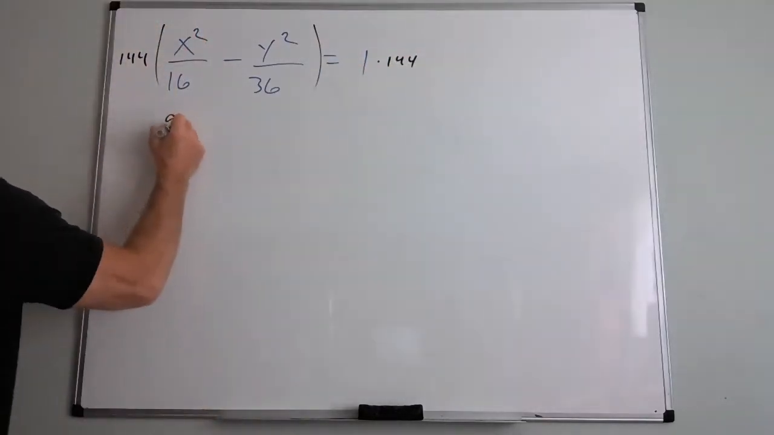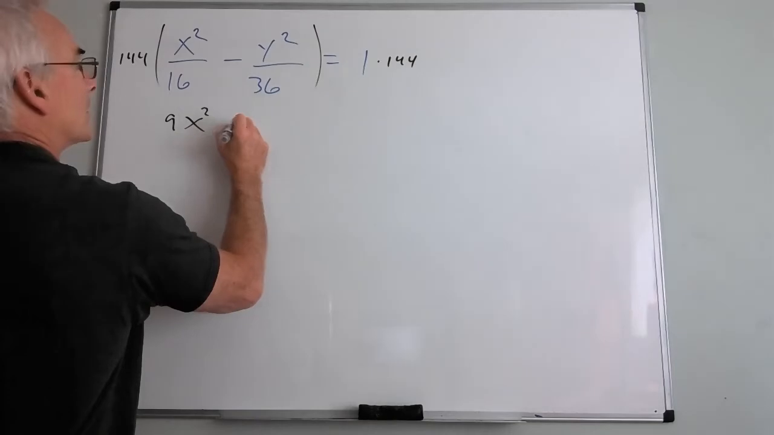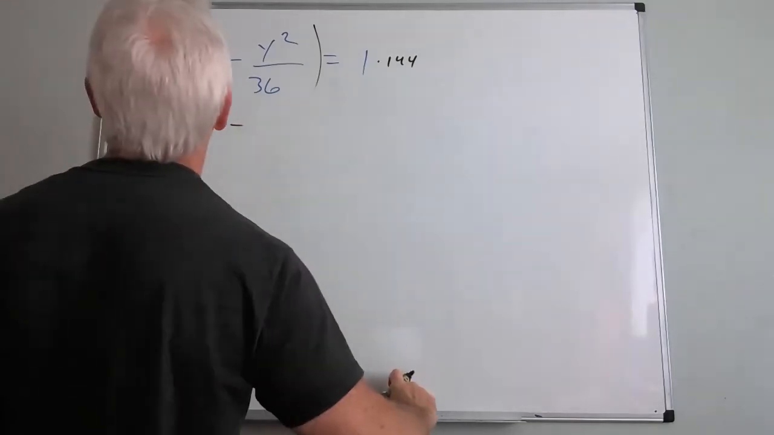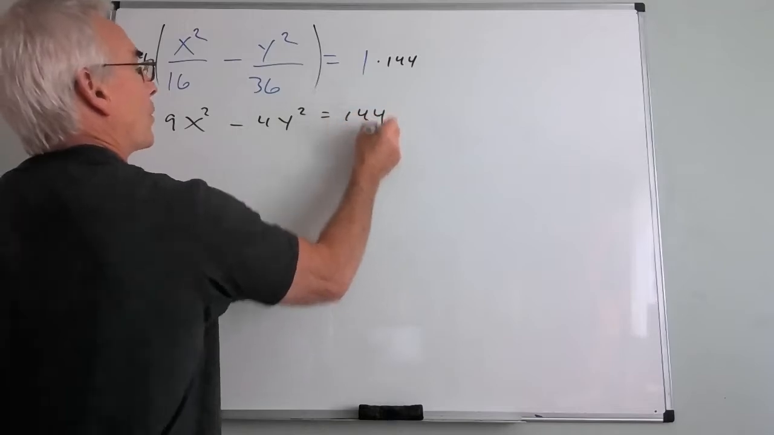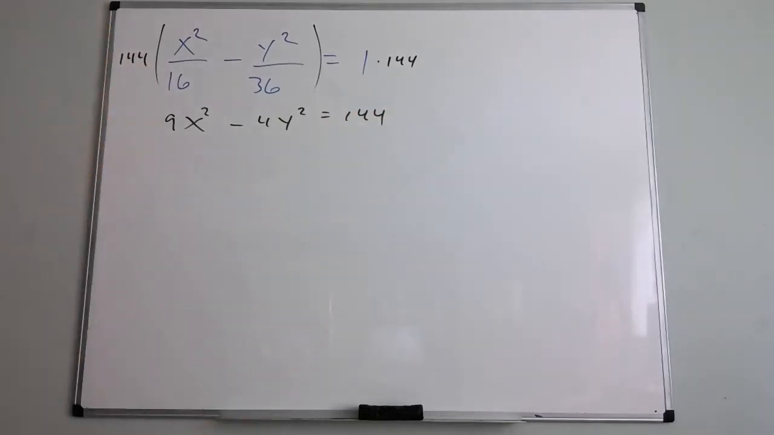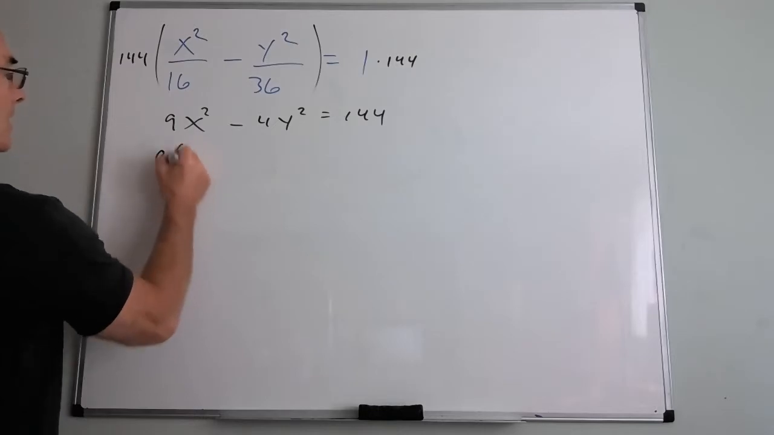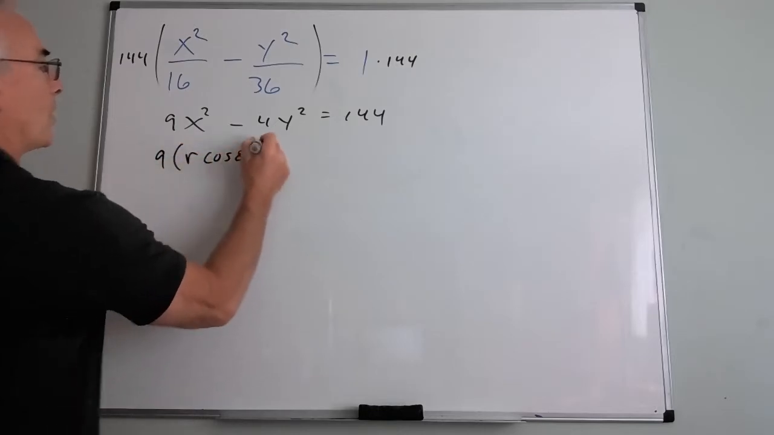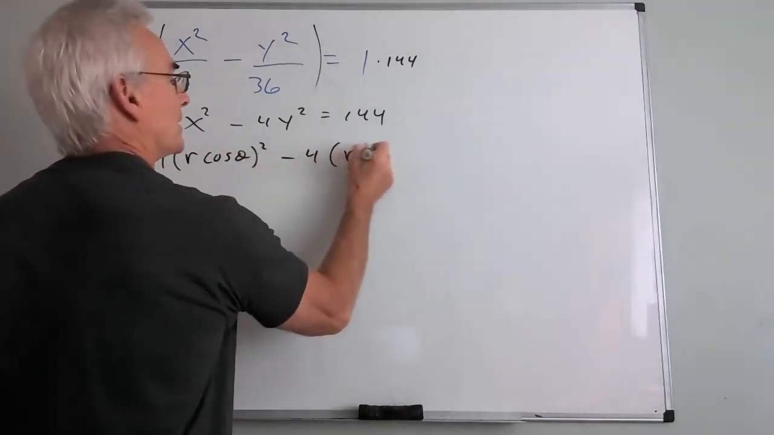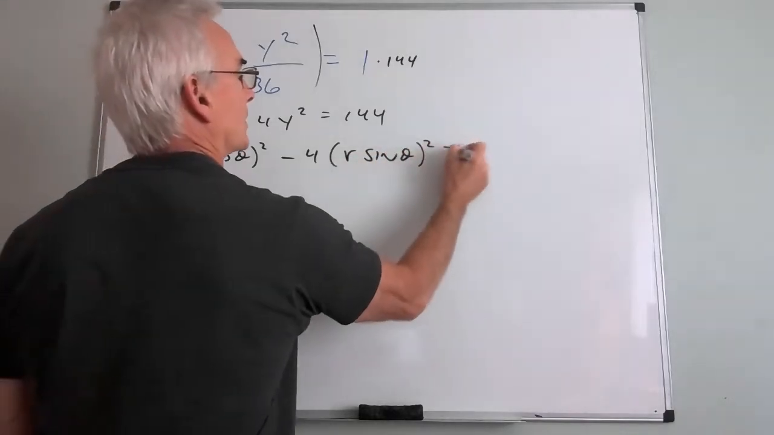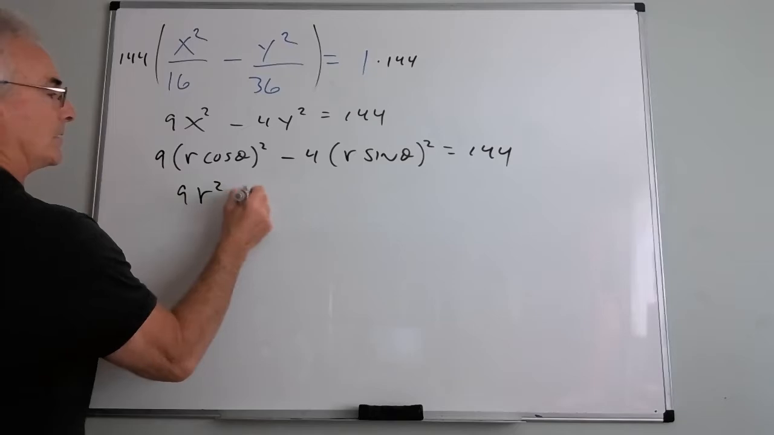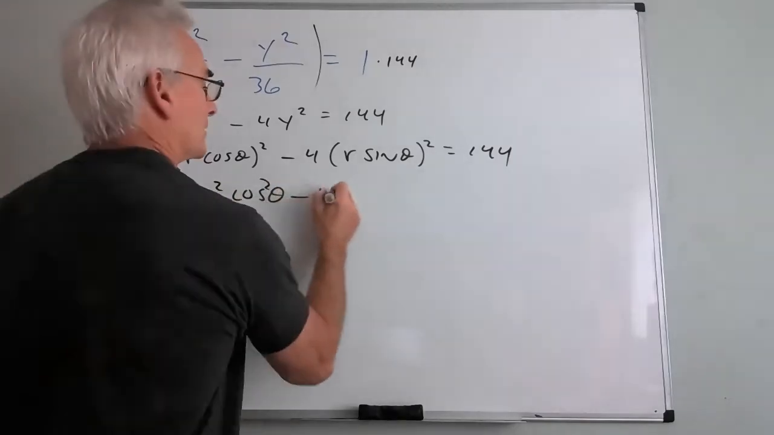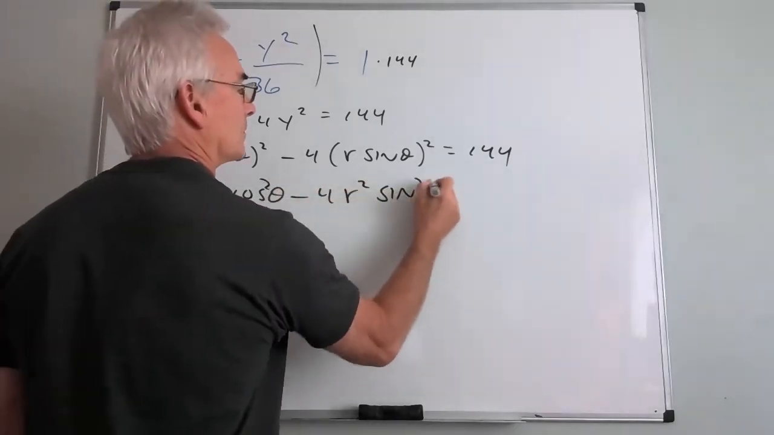All right, so this would be 9x² minus 4y² equals 144. Now, if I substitute r cos θ and r sin θ, this becomes 9(r cos θ)² minus 4(r sin θ)² equals 144. So this would be 9r² cos²θ minus 4r² sin²θ.